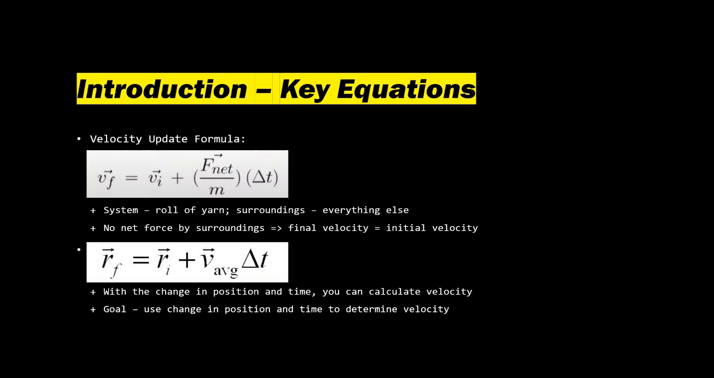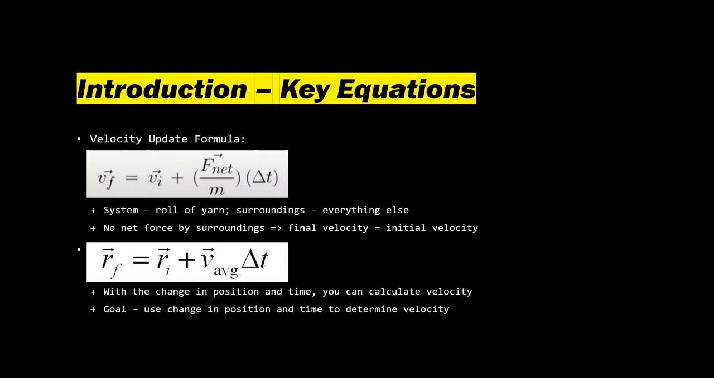And the key equations behind this, one of them is the velocity update formula, which demonstrates in a mathematical way why the velocity is constant. You can see here that the final velocity is the initial velocity plus the net force divided by mass times time. But if the net force in the x direction is 0, then this term cancels out and final velocity equals initial velocity. The system in this case is the roll of yarn, and the surroundings are everything else, and there's no net force in the surroundings on the system.